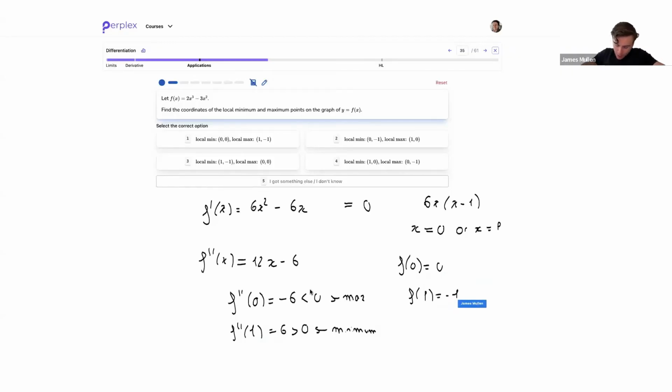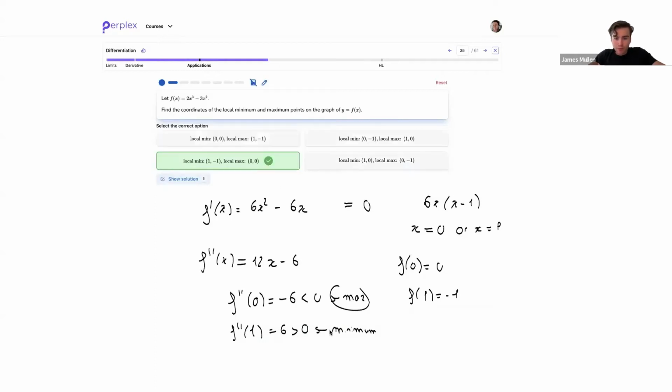And so I'm going to have my local maximum at 0, 0. So local max at 0, 0. And my local min is going to be at 1, minus 1. All right, so 1, minus 1.